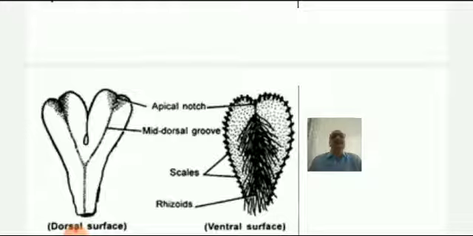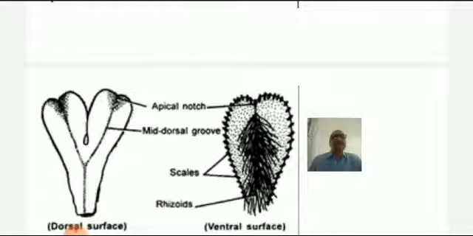There is a depression in the apical portion which forms the apical notch at the tip where the growing point is located. So on the dorsal surface you can see the midrib as well as, at the apical portion, the apical notch. The ventral or lower surface of the thallus bears numerous multicellular scales and unicellular rhizoids.